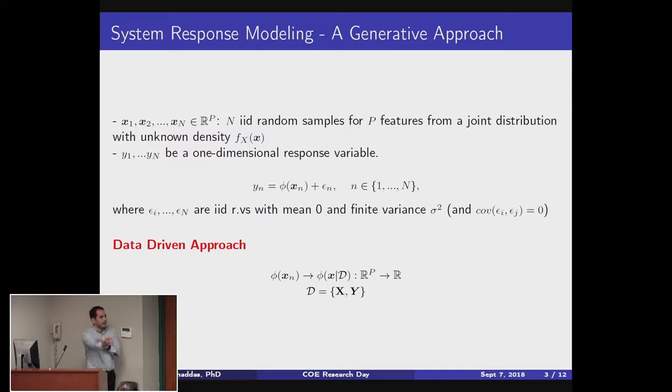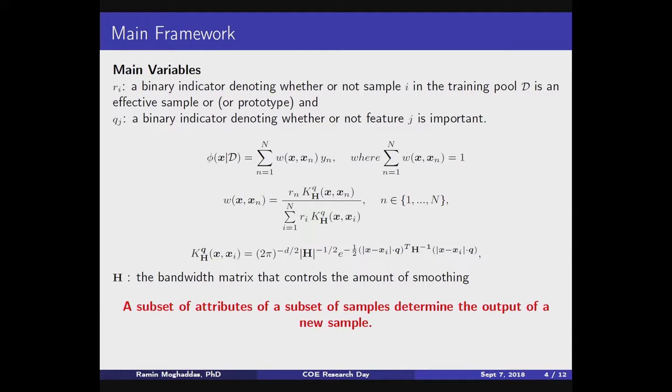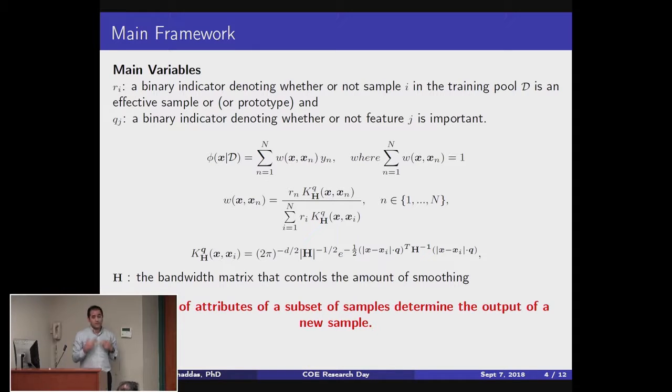If you think of a simple response model, we can model the response of the system here as y based on a nonlinear transformation of the inputs of the system plus some noise. I could talk maybe 2 hours just about how we do this nonlinear transformation, but the idea here is that we use past data to be able to train that. Now there are two main elements in the system. I don't want to bore you with this equation, but the idea here is to define some variables that can tell us simultaneously what are the important attributes in the data set and what are the important samples, right?